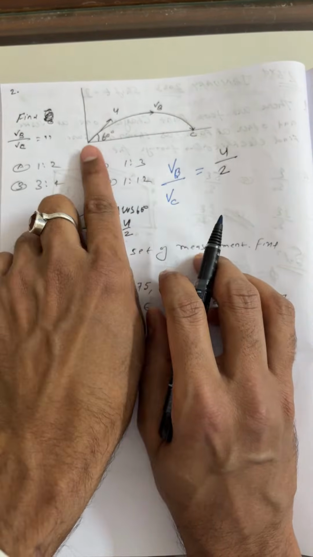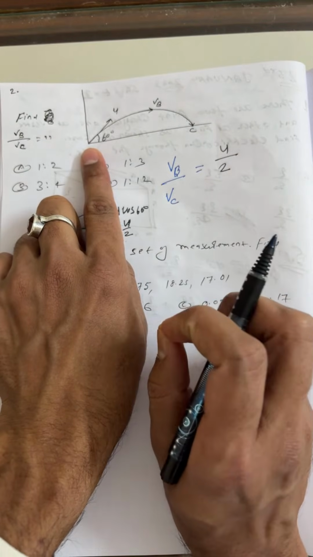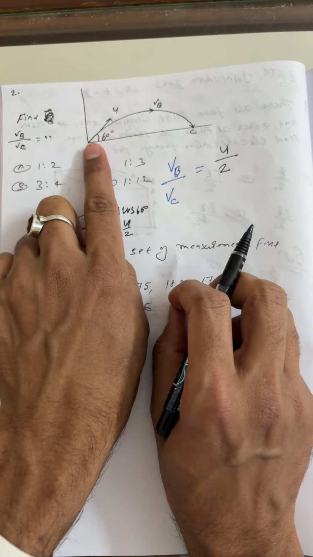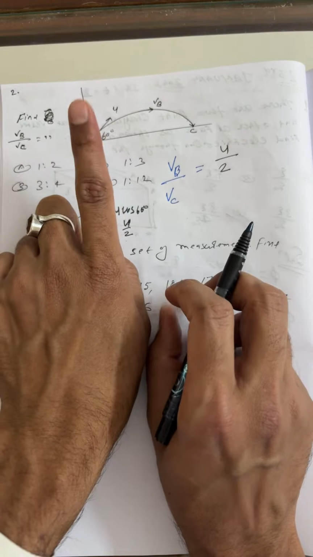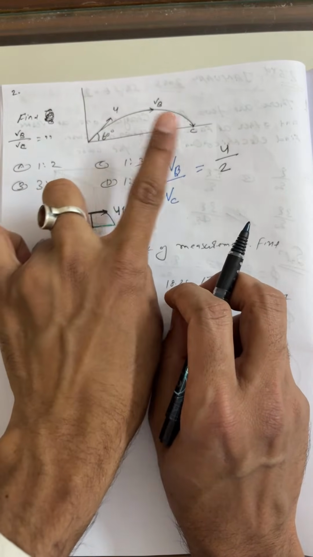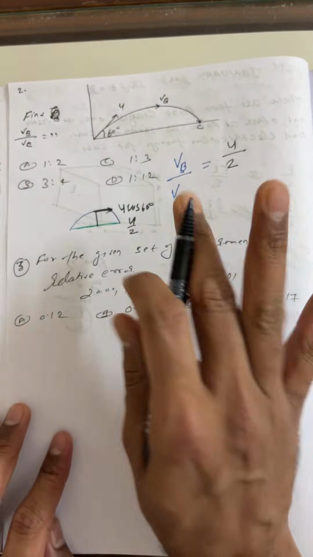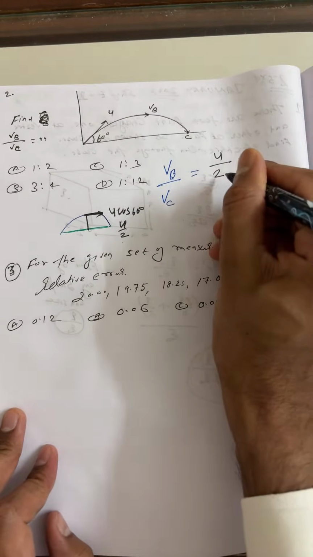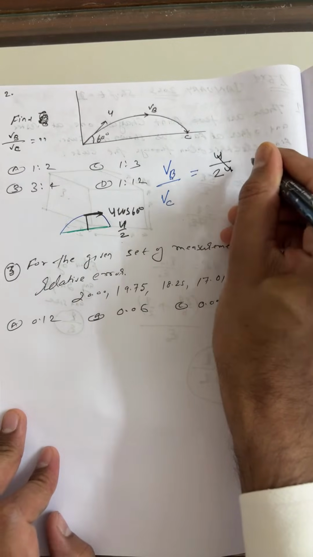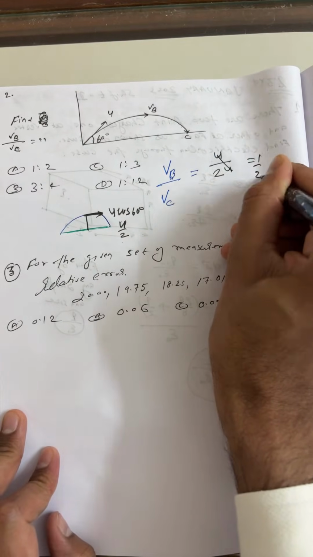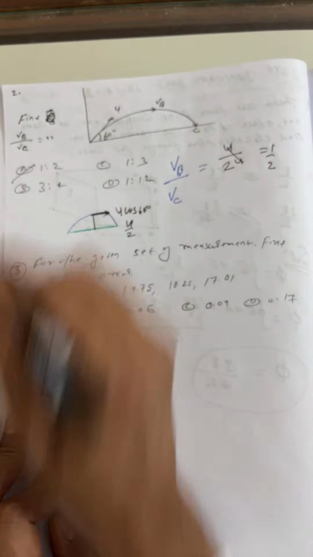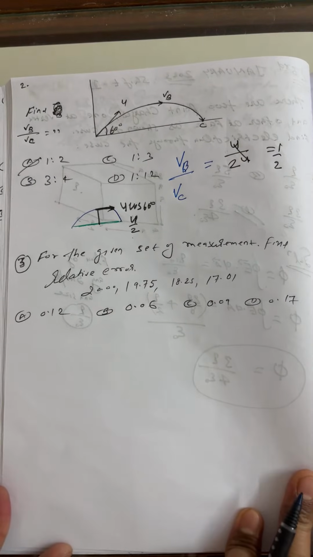As I said, if you are projecting any particle with some velocity u, and u can be anything, the particle will hit the horizontal plane anywhere with the same velocity, beta. So u cancels u. What will you get? 1 by 2. Is there any option? Yes, option first is the correct answer for this question.